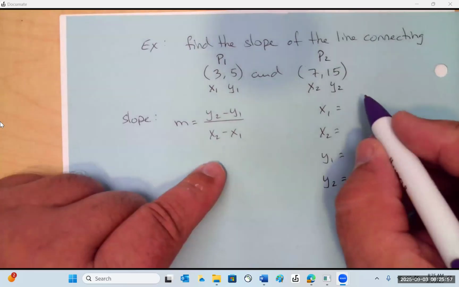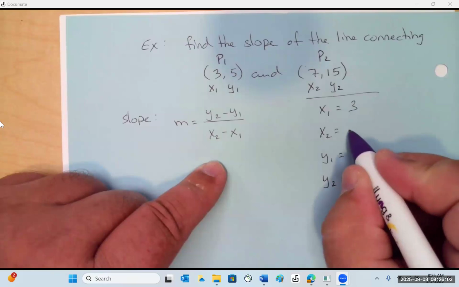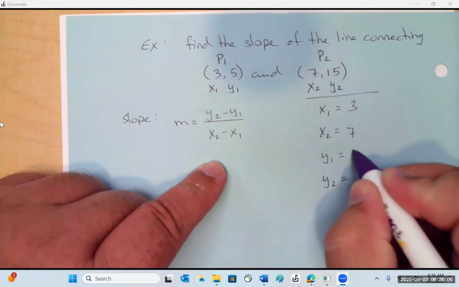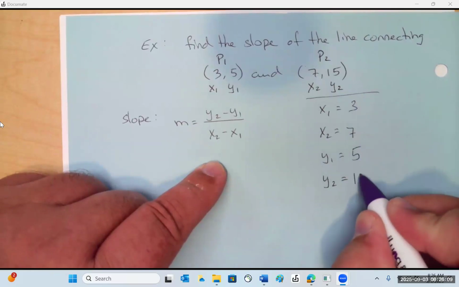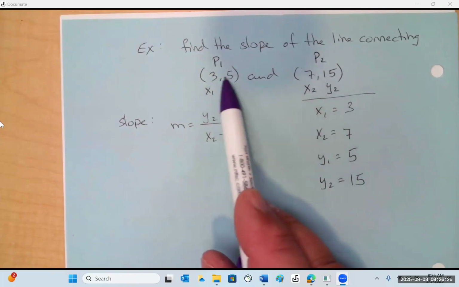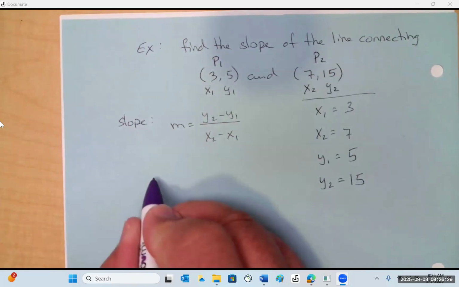So x1 you said was what? 3. What's x2? 7. Y1 and then y2. That's the hardest part. If you get that wrong, doesn't matter how good your formula is, you'll get it all wrong. You have to be very careful about that. Make sure that you know exactly x, y, x, y. Now we just plug and play.